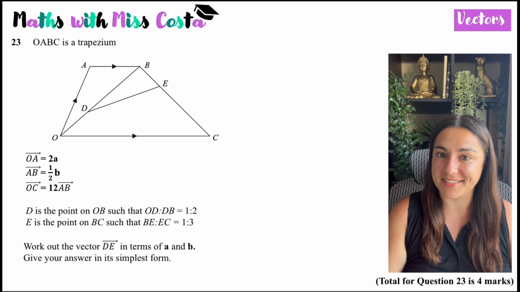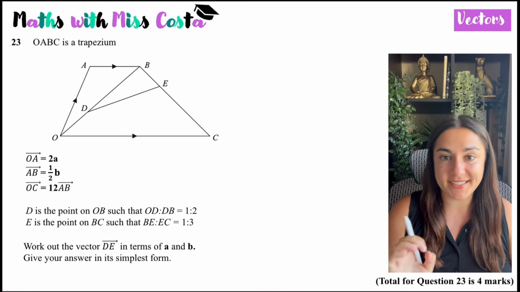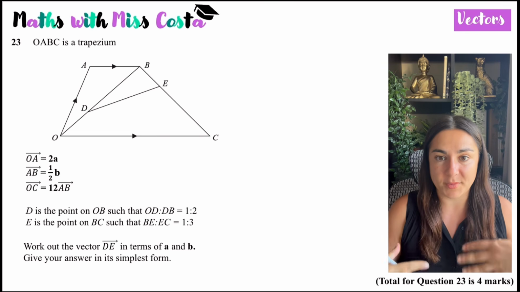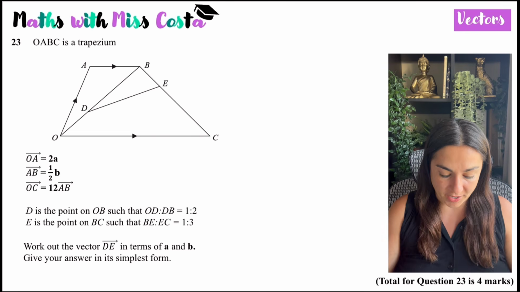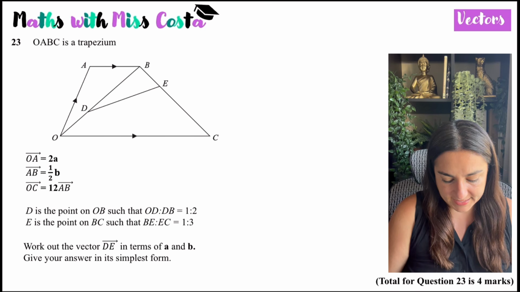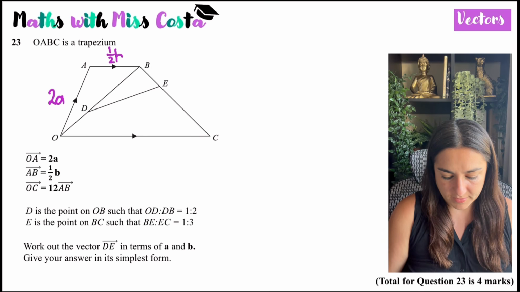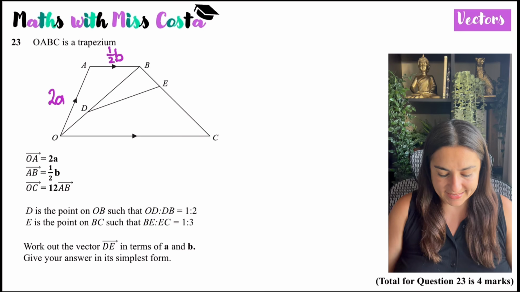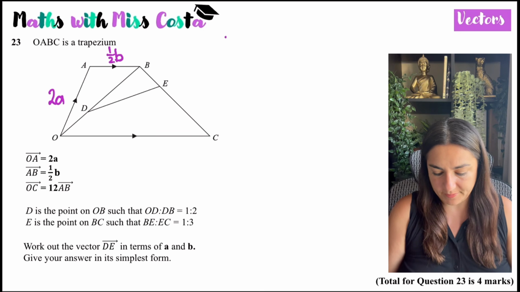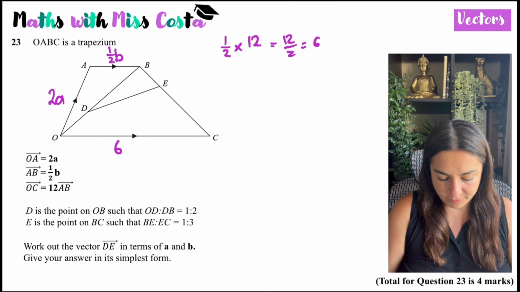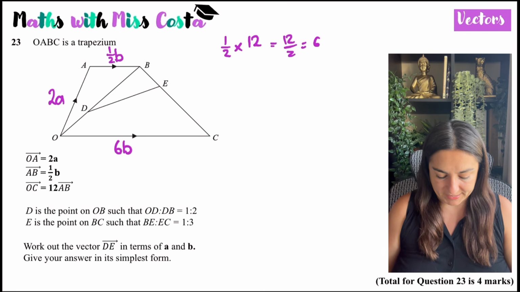Okay, so here I've got a vectors question. So with vectors, the first thing you want to do is make sure that all the information that you have is written on the diagram. So I'm told that OA is 2A, so this vector here is going to be 2A. And then told that AB is a half B. And I'm told that OC is 12AB. So I know that AB is a half B, so a half times by 12 is going to be 12 over 2, which is 6. So therefore, it's going to be 6B.